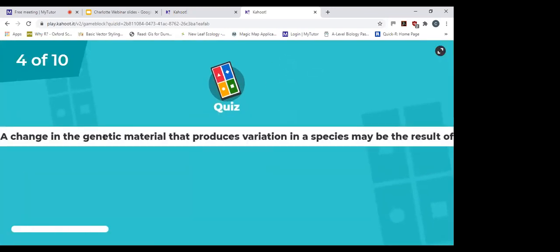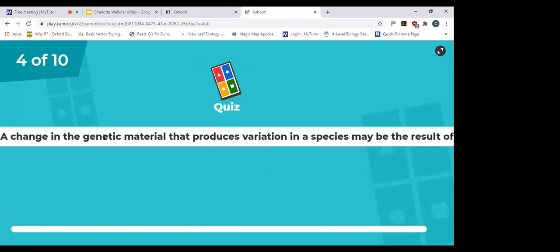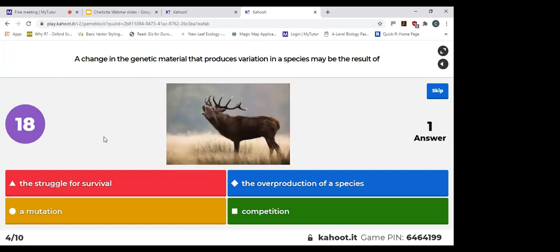Question 4 of 10. A change in the genetic material that produces variation in a species may be the result of, my word, that's a long question. A, the struggle for survival. B, a mutation. C, the overproduction of a species. Or D, competition. Change in the genetic material that produces variation in a species.